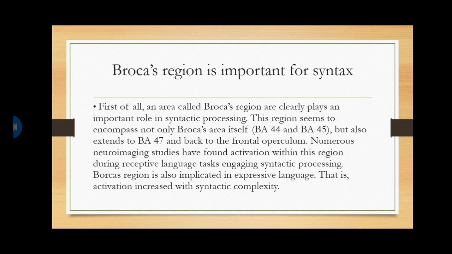First, let's discuss what the frontal opercular cortex is. The frontal opercular cortex is involved in the process of analyzing natural language with the rules of formal grammar. Broca's region is also implicated in expressive language, that is, activation increases with syntactic complexity.